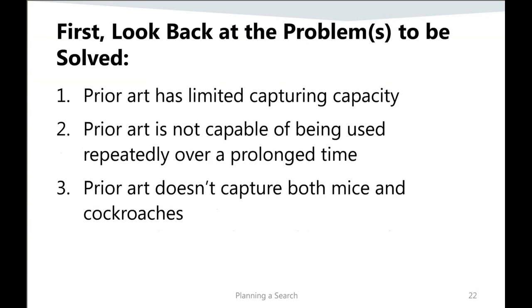In this example, the applicant's specification identifies 3 specific problems. The first is that other traps catch only one animal at a time. Once a single animal is caught, the trap stops working. The second problem is that other traps must be periodically emptied and reset, requiring regular monitoring. Thus, they cannot be left unattended for any prolonged period of time. The third problem to be solved is that other traps are specialized to the point that they catch only one type of animal, either mice or cockroaches, but not both.